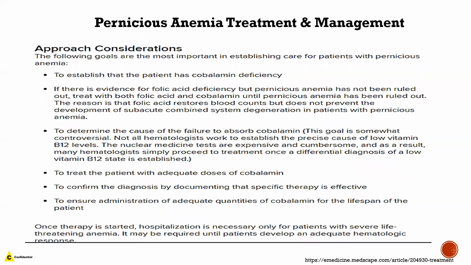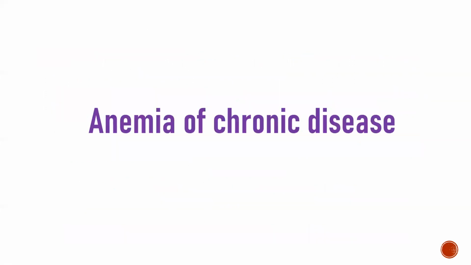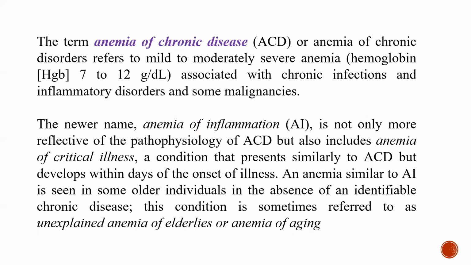Once therapy is started, hospitalization is necessary only for patients with severe life-threatening anemia. The term anemia of chronic disease or anemia of chronic disorder refers to mild to moderately severe anemia associated with chronic infection, inflammatory disorders, and some malignancies. The new name, anemia of inflammation, is not only more reflective of the pathophysiology of this anemia, but also includes anemia of critical illness, a condition that presents similarly to anemia of chronic disease but develops within days of the onset of illness.